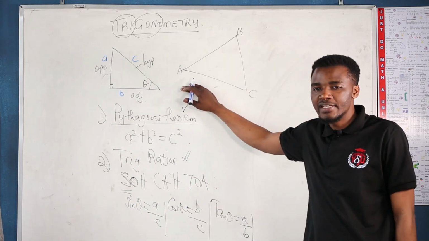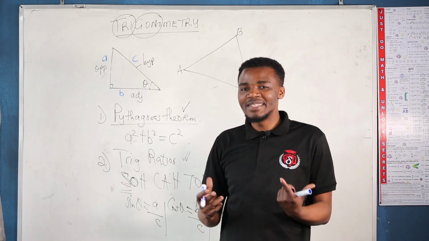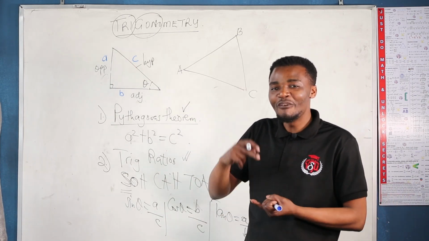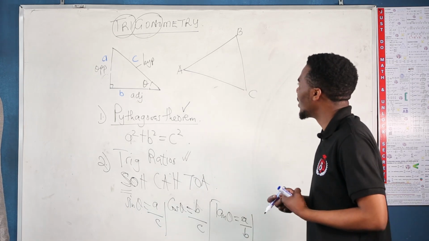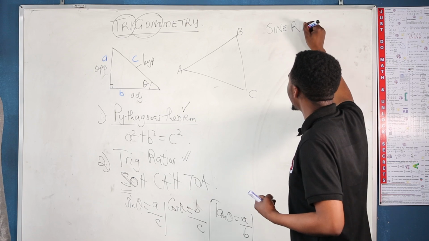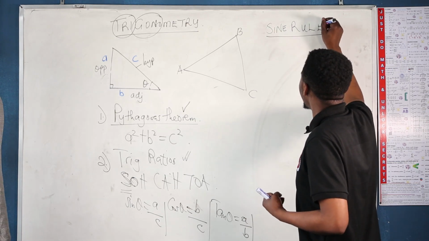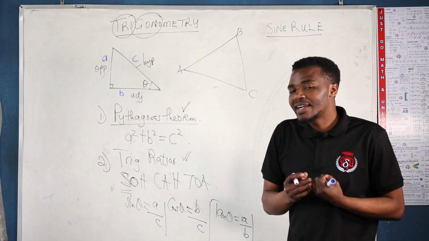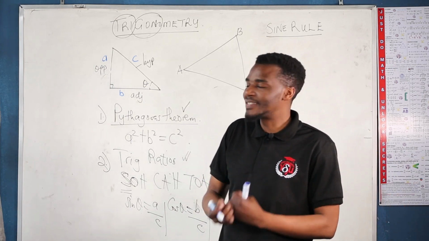What about a non-right angled triangle? What if you want to find the missing sides and the missing angles of a non-right angled triangle? What you need to do is either use the sine rule. Under what circumstances do you normally use the sine rule?